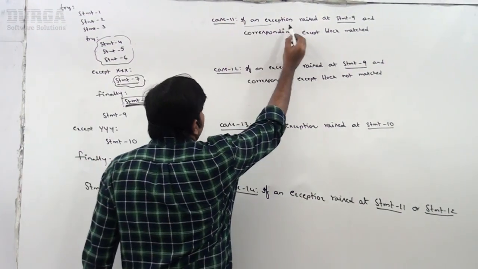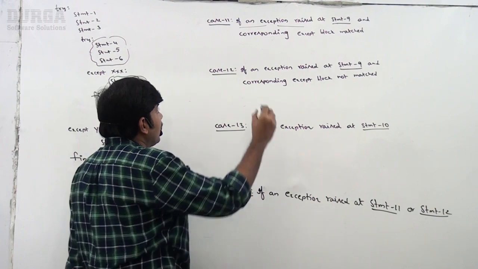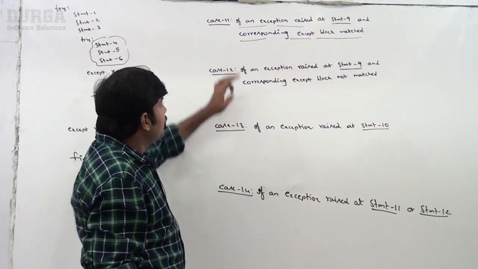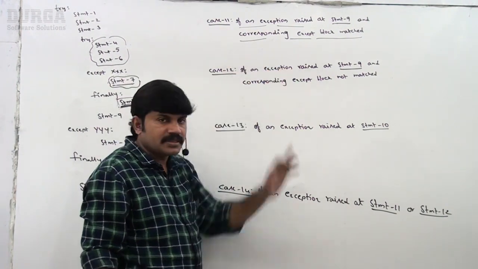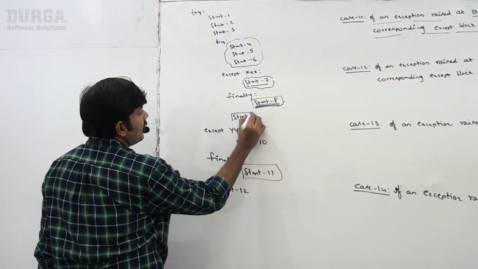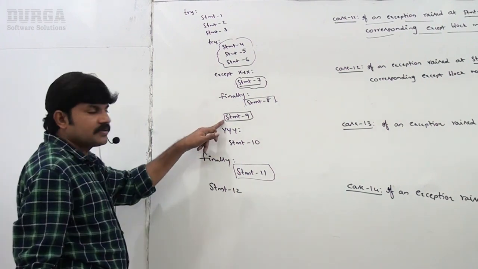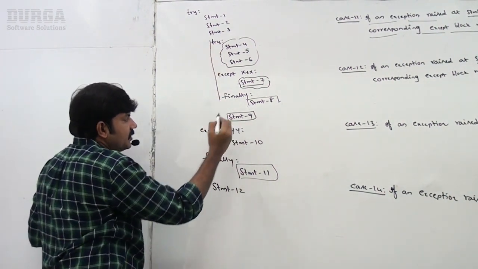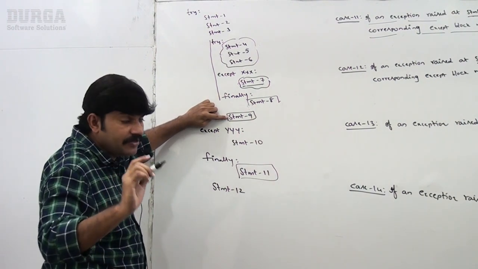If an exception is raised at statement 9 and the corresponding except block matched. Observe very carefully. Statement 9 means these statements are outside of the inner try-except-finally block. How the control comes to statement 9 is very important.